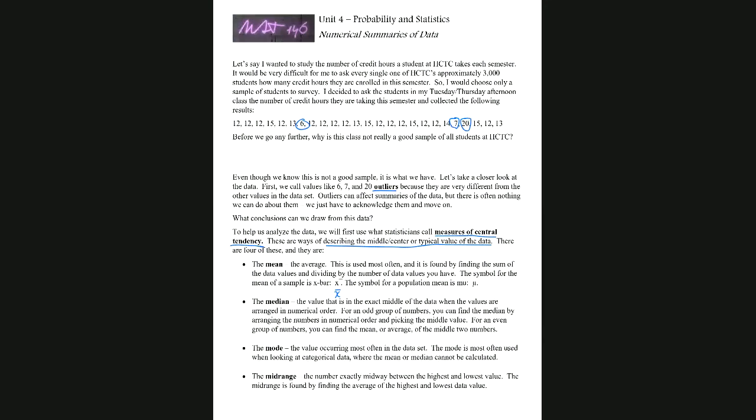And then lastly, we have the mid-range. The mid-range is the number exactly midway between the highest and lowest value. The mid-range is found by finding the average of the highest and lowest data value. So you just add the highest number and the lowest number together, and you divide by 2.